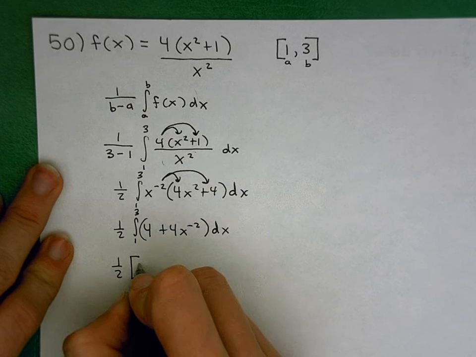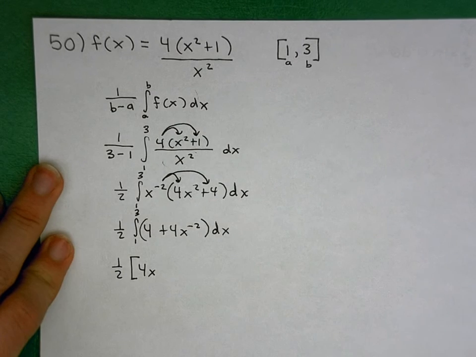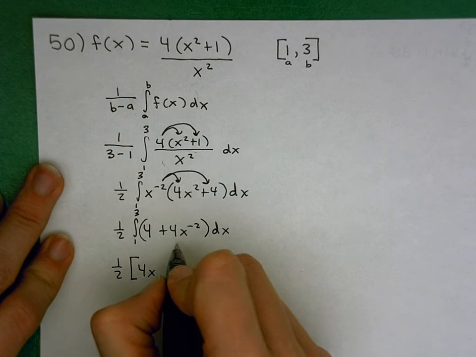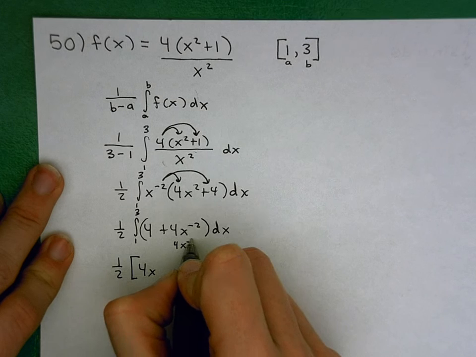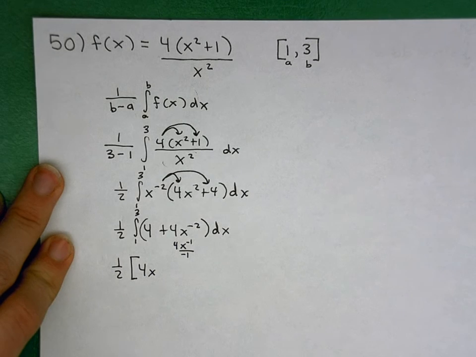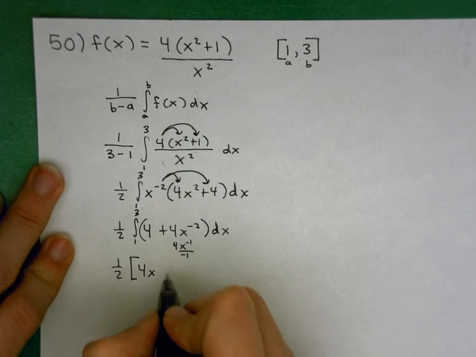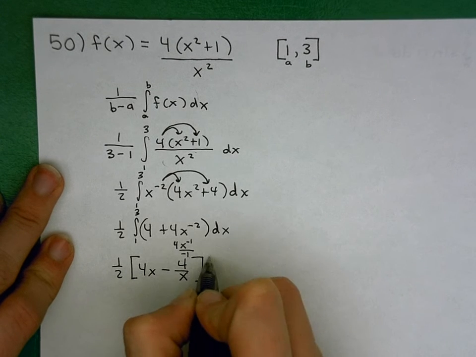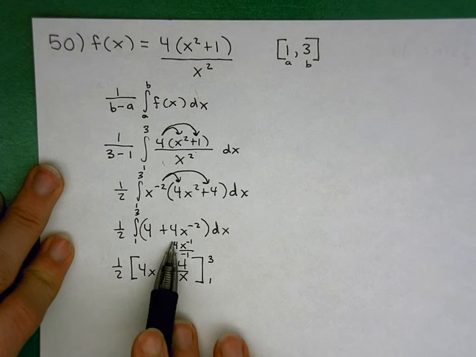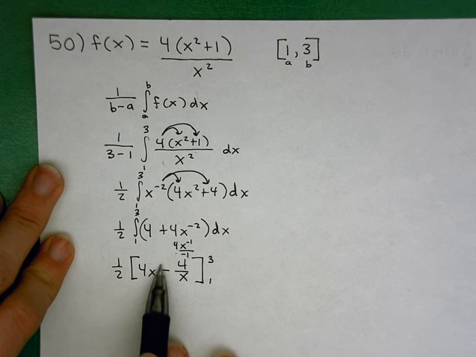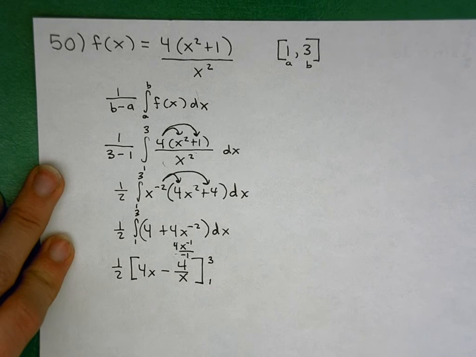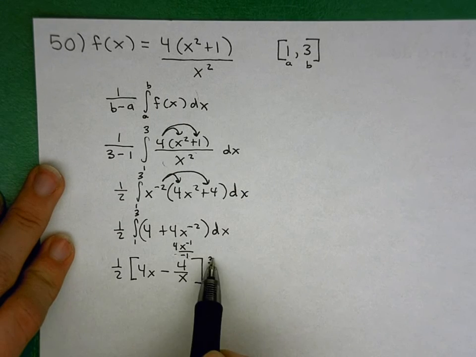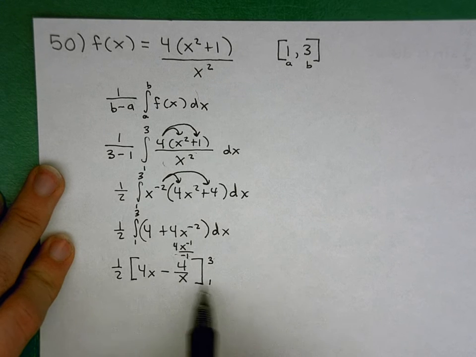The antiderivative of 4 is 4x, and the antiderivative of 4x to the negative 2, if we add 1 to the exponent and divide by that new exponent, okay, we get negative 4 over x from 1 to 3, right? Because negative 1 times 4 is that negative 4, and x to the negative 1 is over x. Okay, so now I'm going to go ahead and plug in my b minus plug in my a.